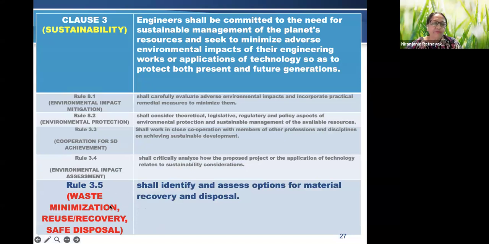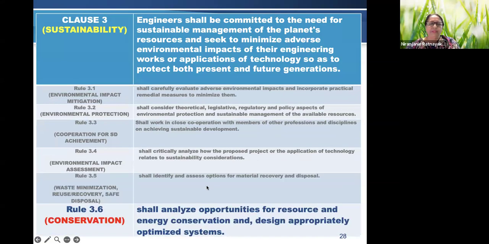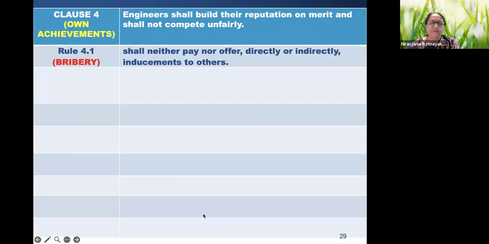Rule 3.5 is about waste minimization, reuse, recovery, and safe disposal. Right? So, shall identify and assess options for material recovery and disposal, again, in whatever field you are working in. Last one is about conservation. Shall analyze opportunities for resource and energy conservation and design appropriately optimized systems, right? It should be in the mainstream of your designs.